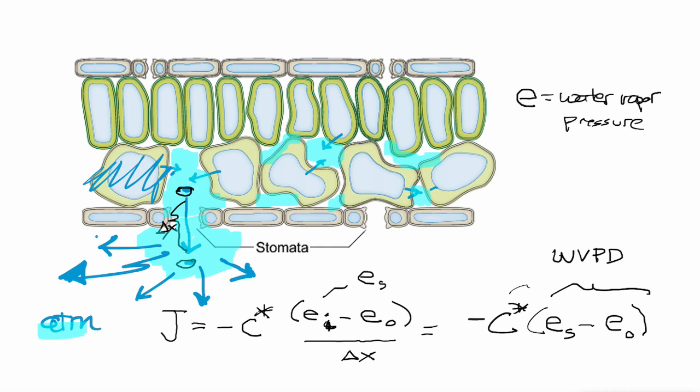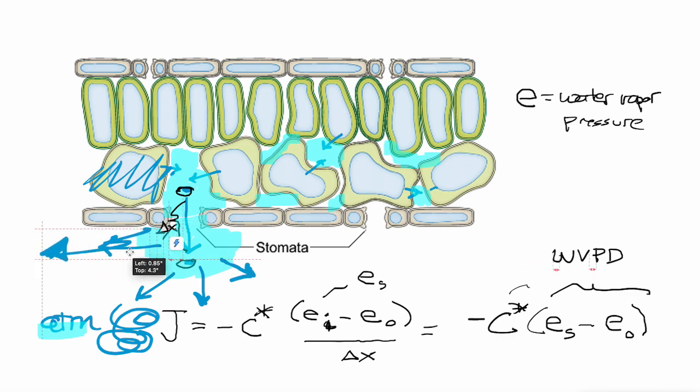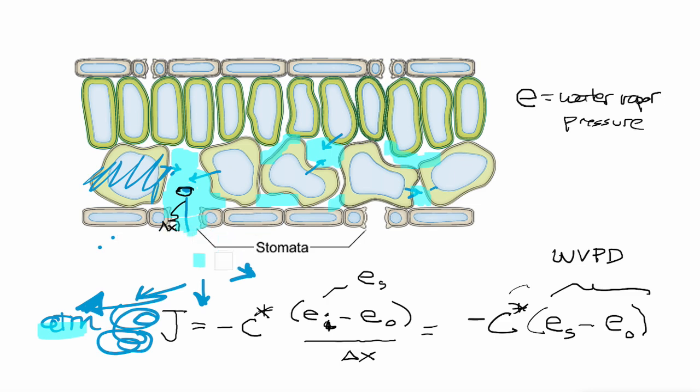But another one, and a really important one, is that if there is wind, and especially if there's a variation in wind, which produces these swirling eddies, the wind will sweep this saturated air away from the outside of the stomata, clear out all that air, and once again permit diffusion to occur, allowing evapotranspiration to continue.